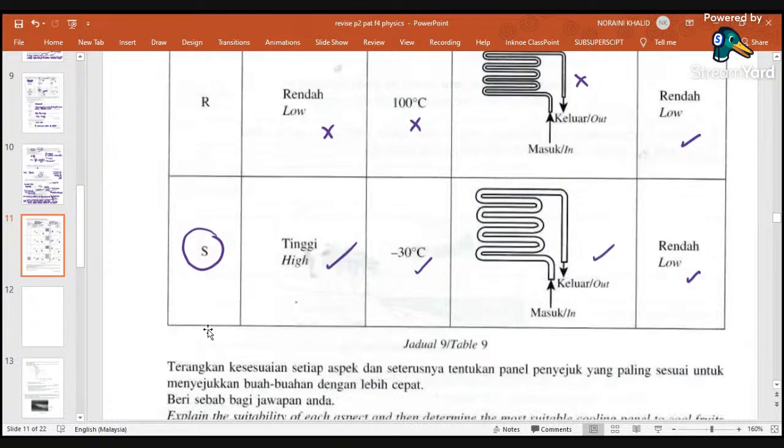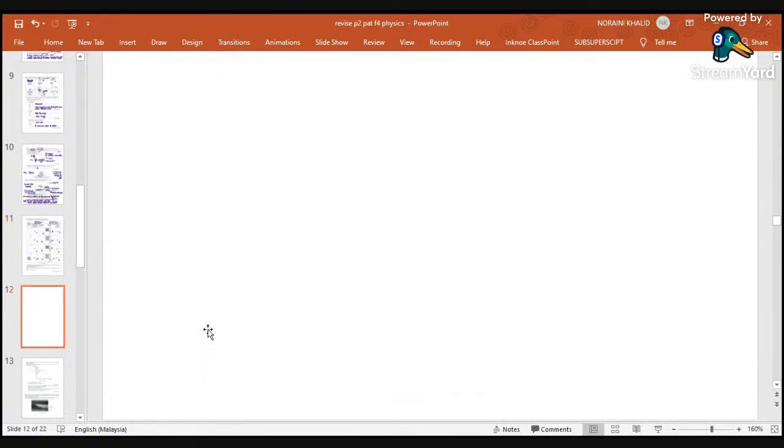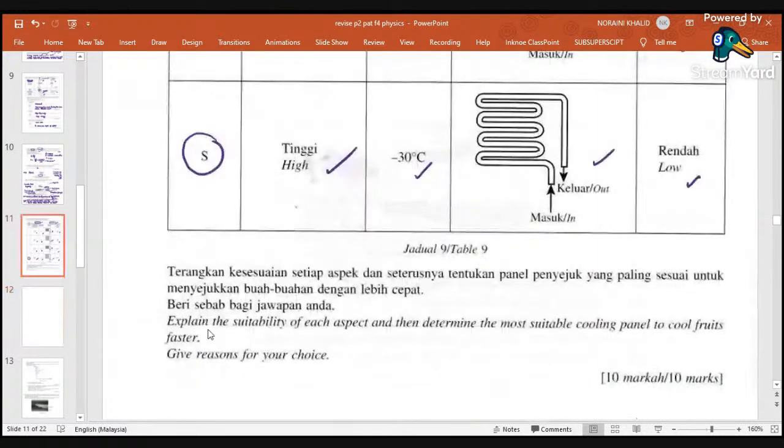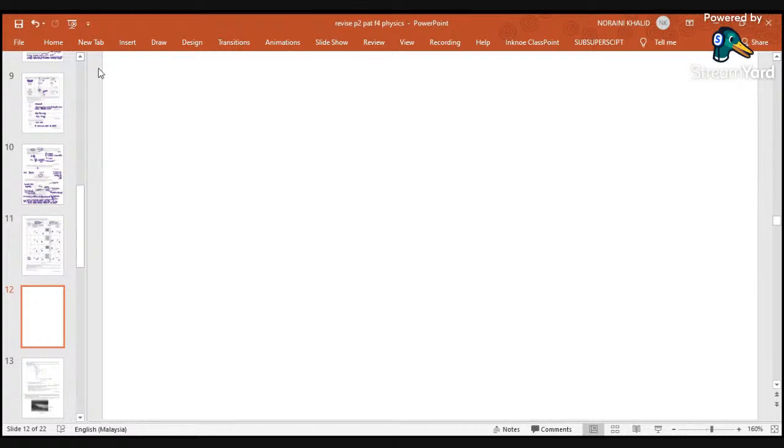Okay. When you already choose, now we want to write the answer. So write the answer in table form, easier for you all to check. There are no repeating points that you explain in your answer. Okay. Tak ada repeat. Okay.